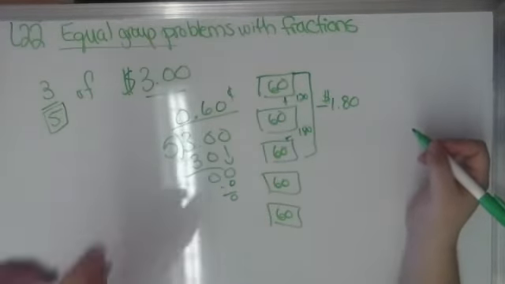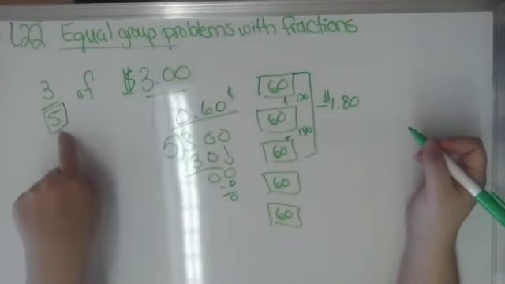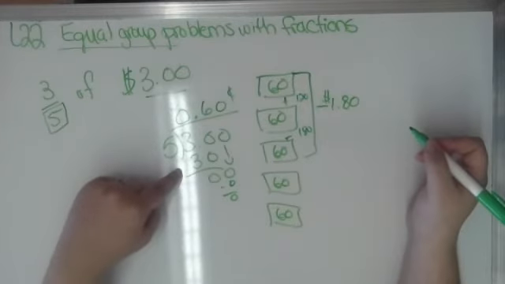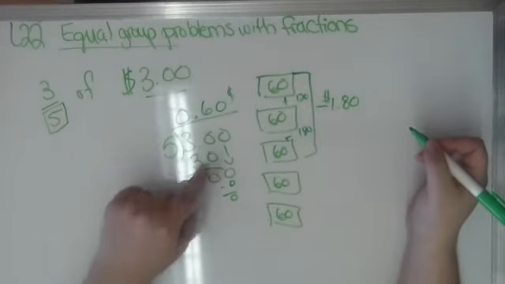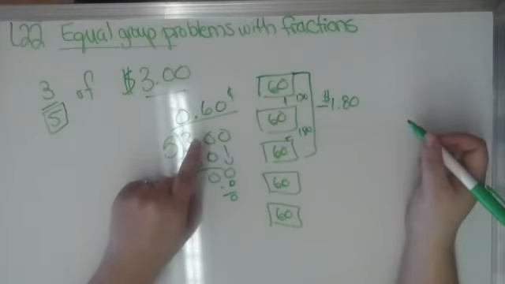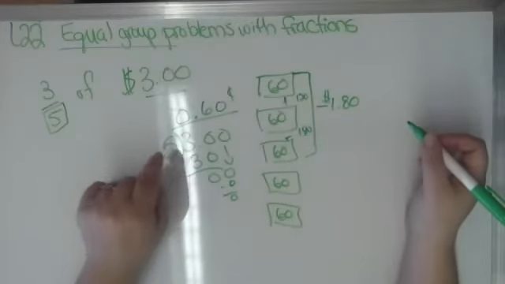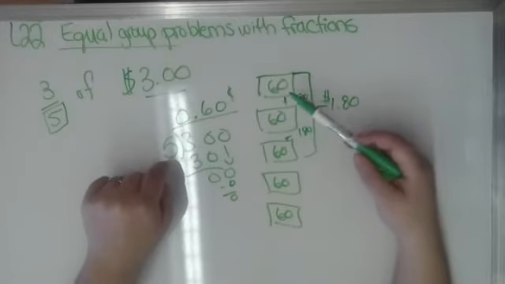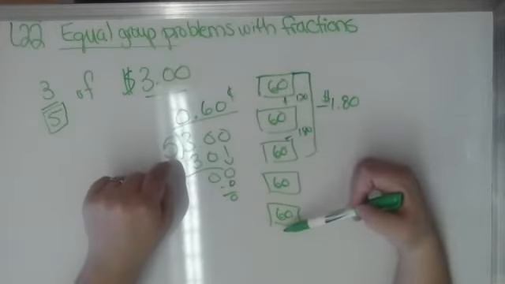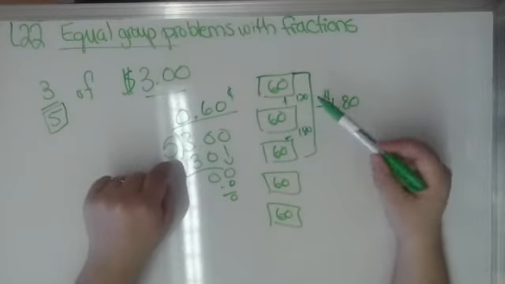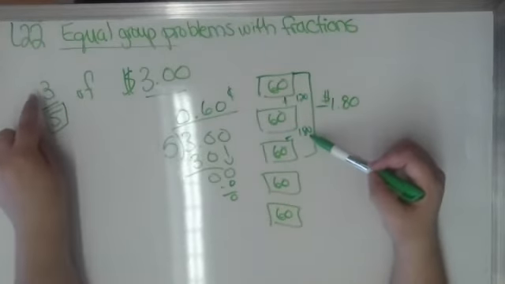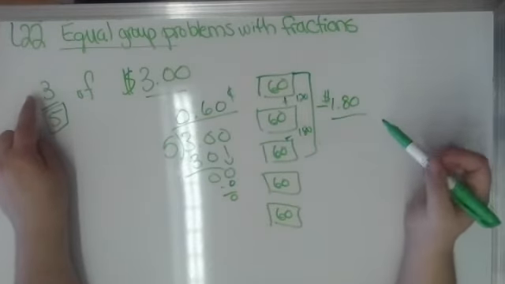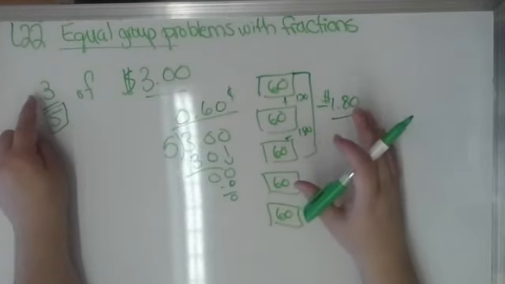Okay, again, I took my $3, I separated it into how many groups I wanted. I wanted 5 groups in all, so I did $3 divided by 5. I got 60. Now 60 is only one group. I have 5 altogether. So if I draw this out, I have 1, 2, 3, 4, 5 groups of 60. If I add 3 of those groups together, because that's what we're looking at, I get $1.80. That is my answer.